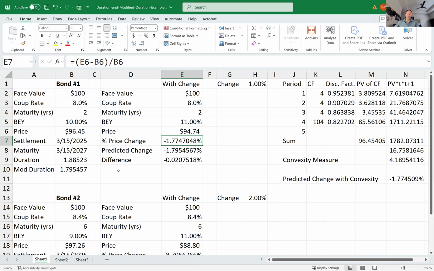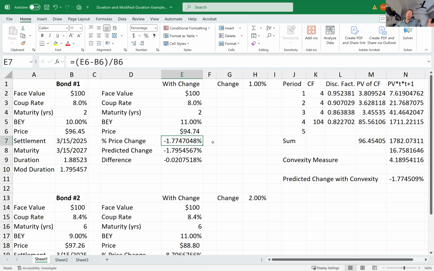So, modified duration says that for every percentage change, which is what we got here, a 1% change in interest rates, there will be a 1.795457% change in the price of the bond. So we take this 1% and multiply it by the modified duration. And modified duration is predicted interest rates go up by 1%, the price of the bond will go down by this. So modified duration predicted a bigger price change than there actually was. And how much was it off by? By that amount.